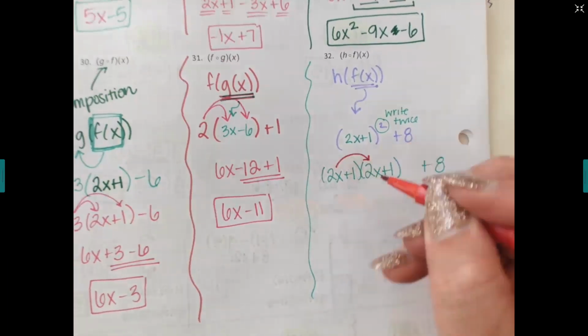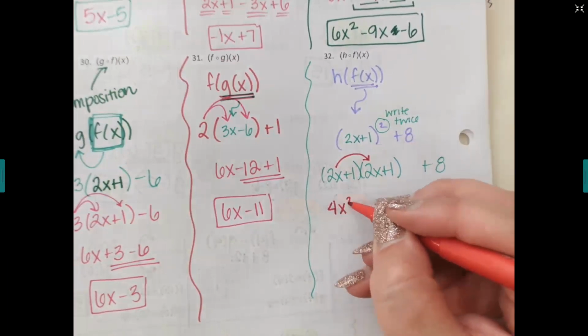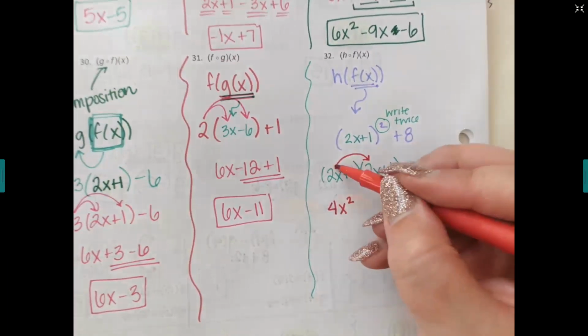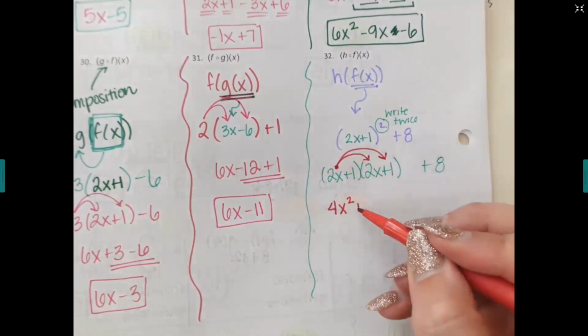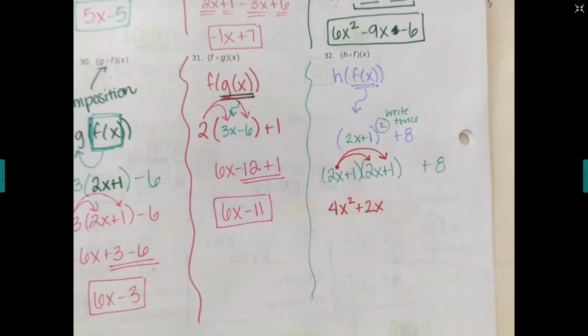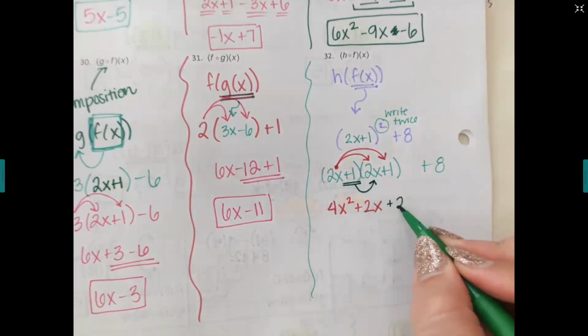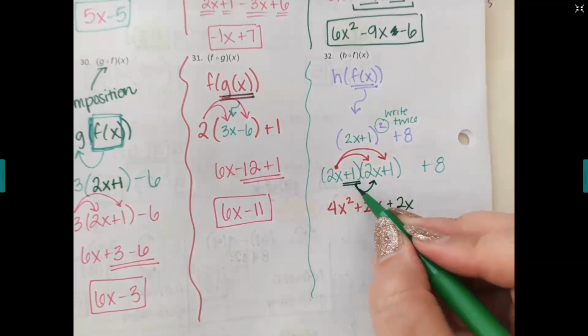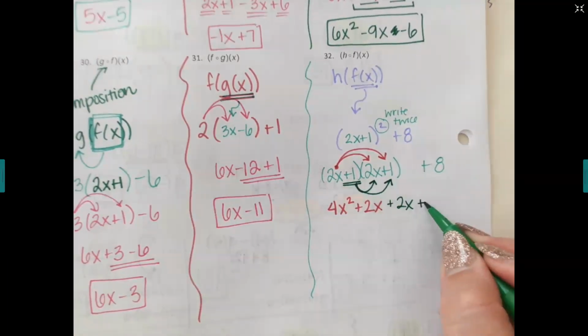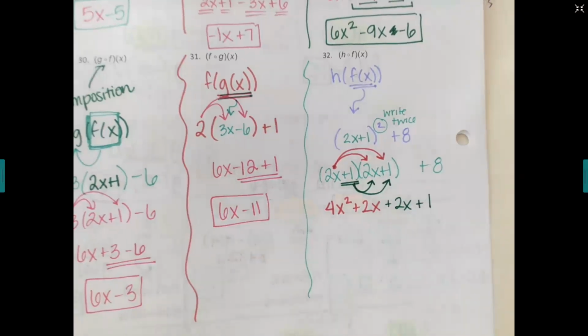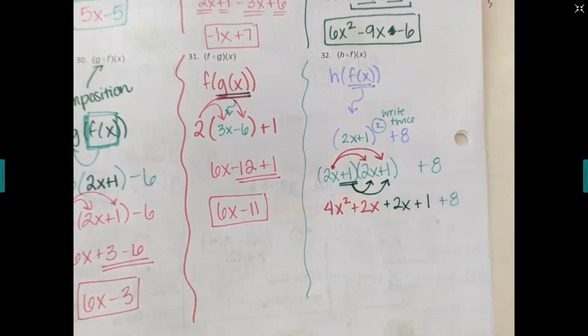2x times 2x is 4x squared. 2x times plus 1 is a 2x. Next term, I'm going to the second one, it's a plus 1. 1 times 2x is 2x. 1 times 1 is plus 1. Okay, then remember behind that, I've been having this plus 8 because it was part of that original formula.